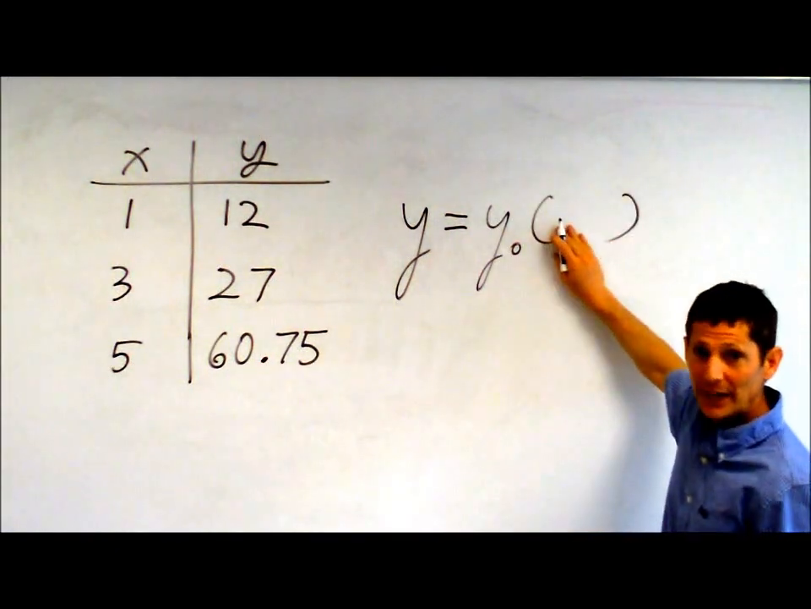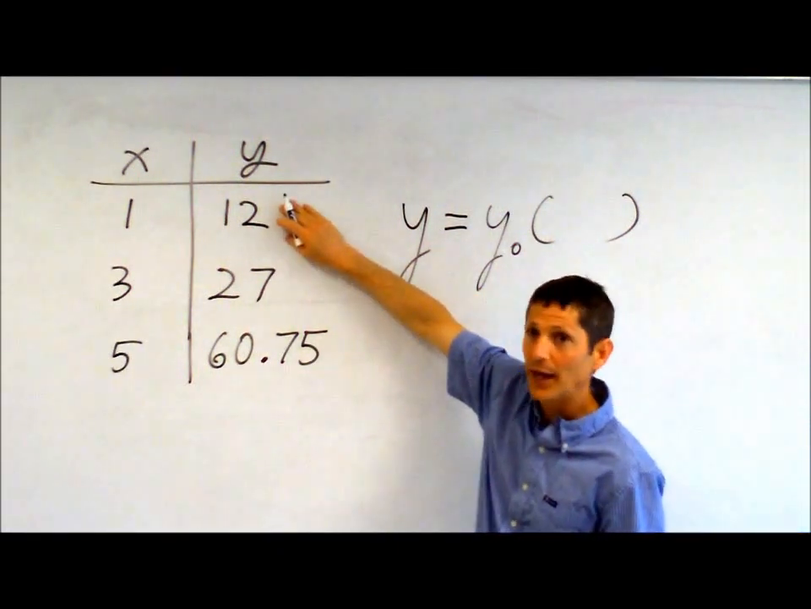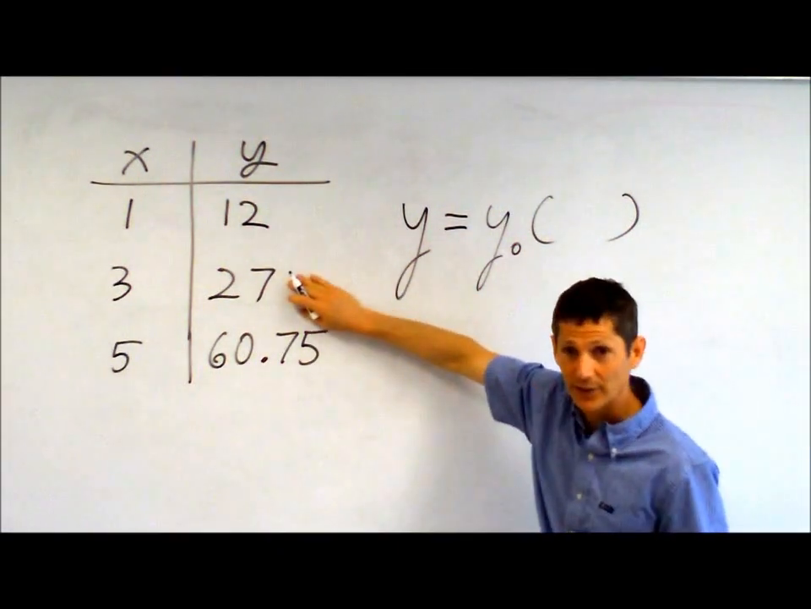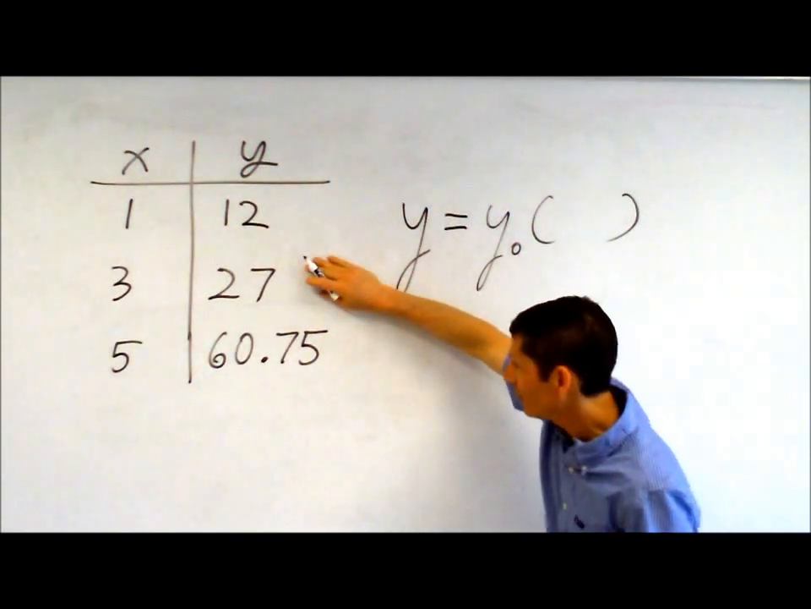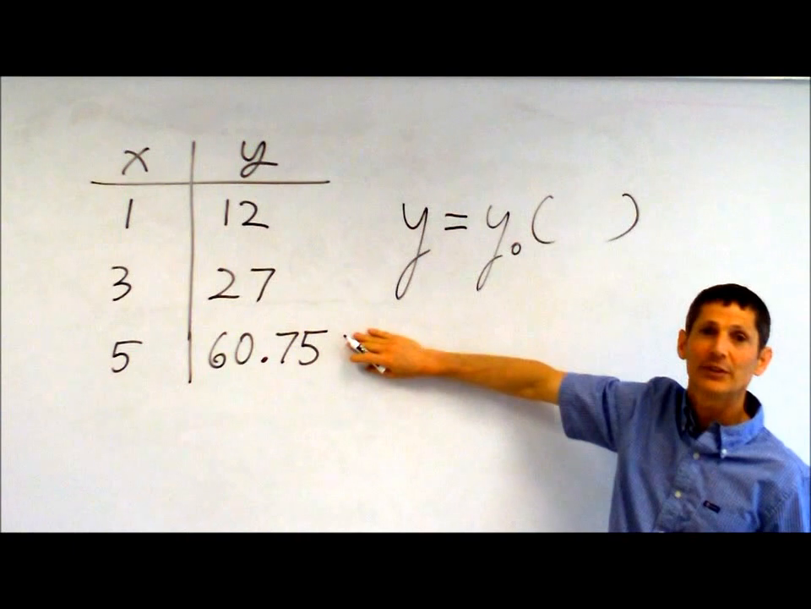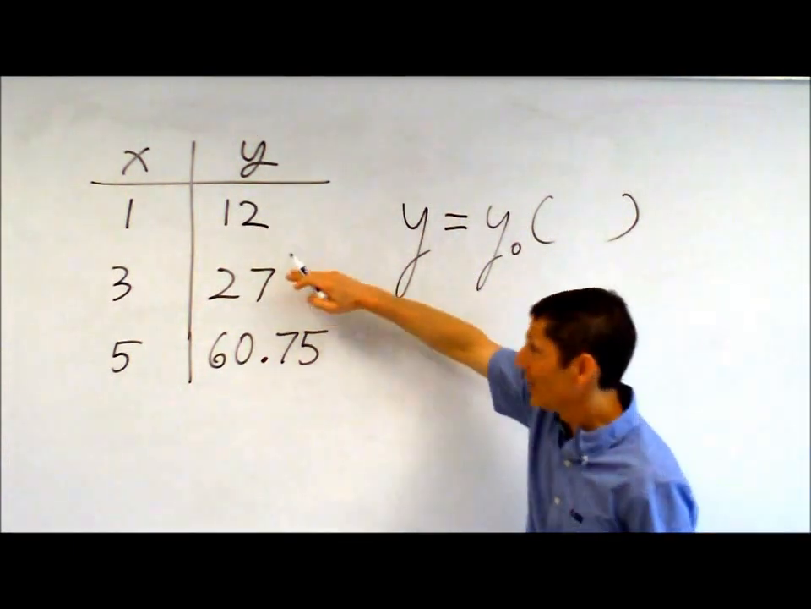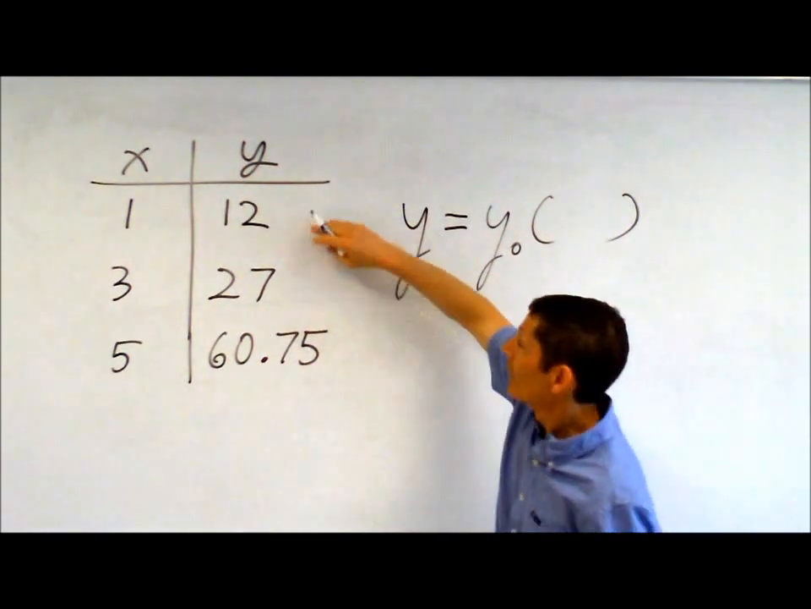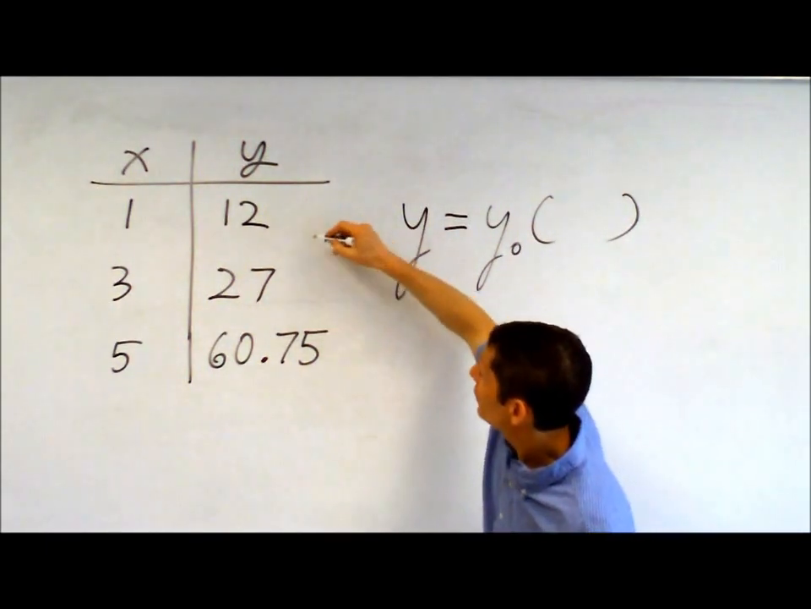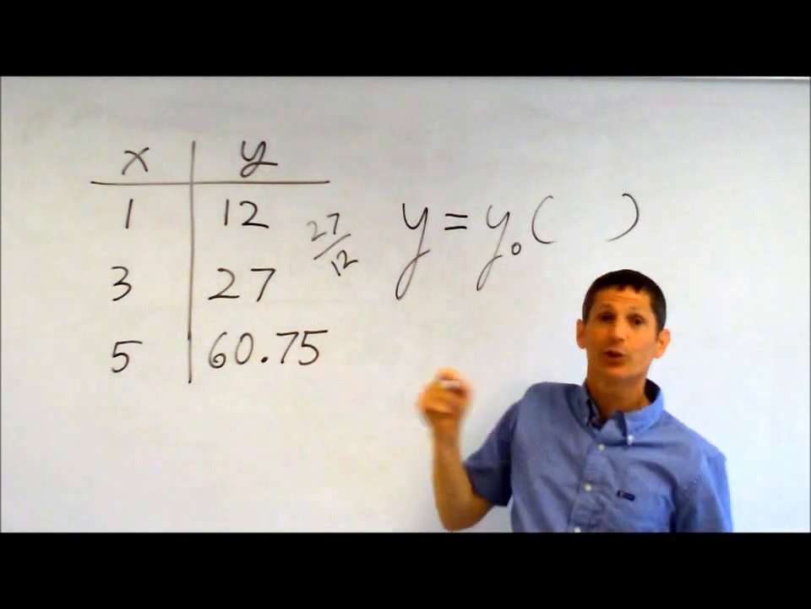I need my base. Well, my base tells me what I have to multiply this guy by to get the next guy. So 12 times something gives me 27. 27 times something gives me 60.75. Another way of saying that is, if this times something gives me this, I could divide, couldn't I? Yes, you could. 12 times something gives me 27, so therefore 27 divided by 12 should give me the base.